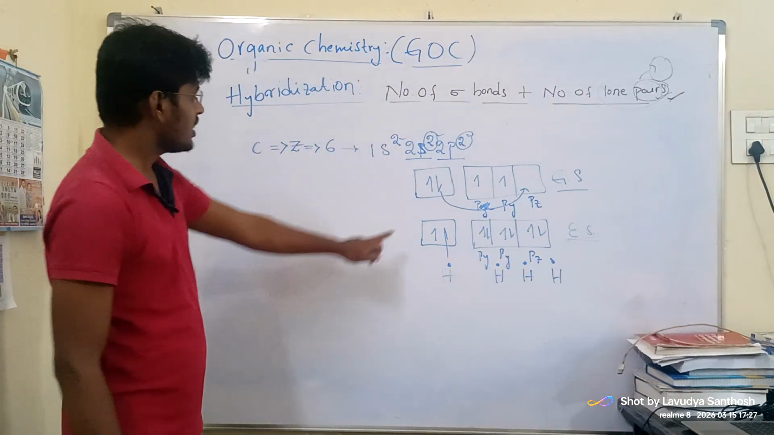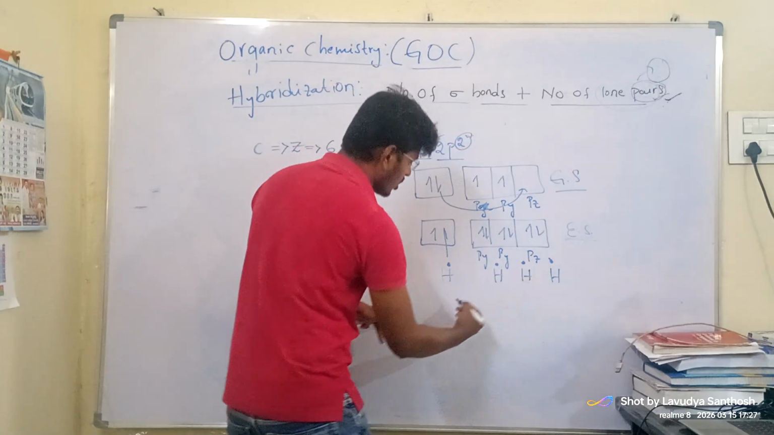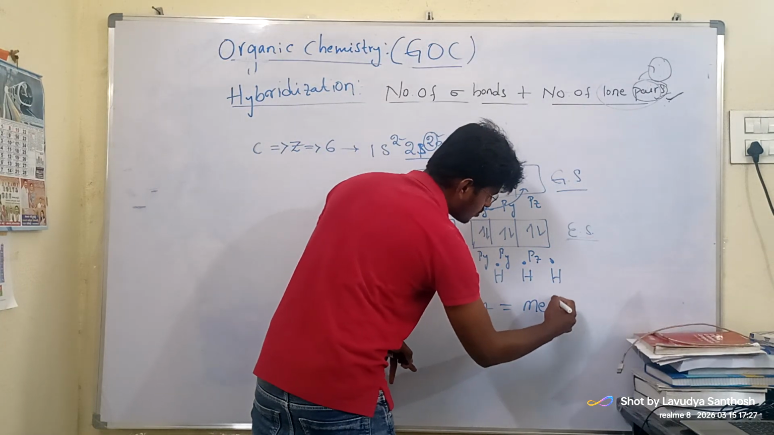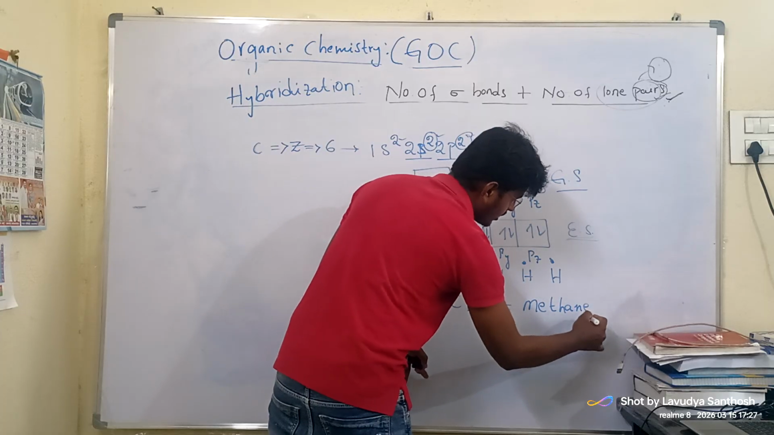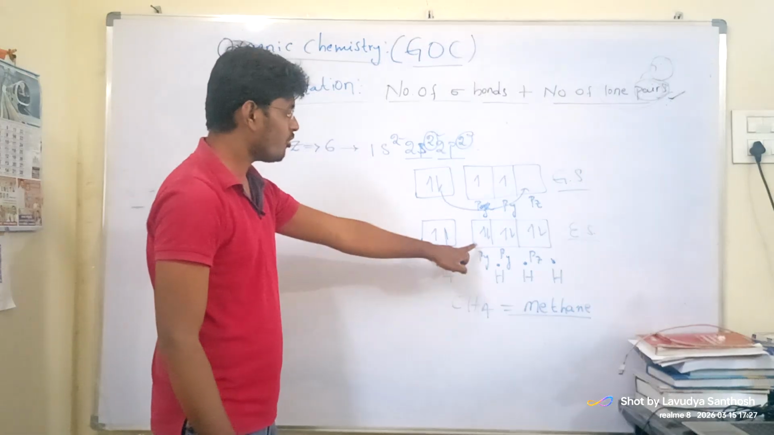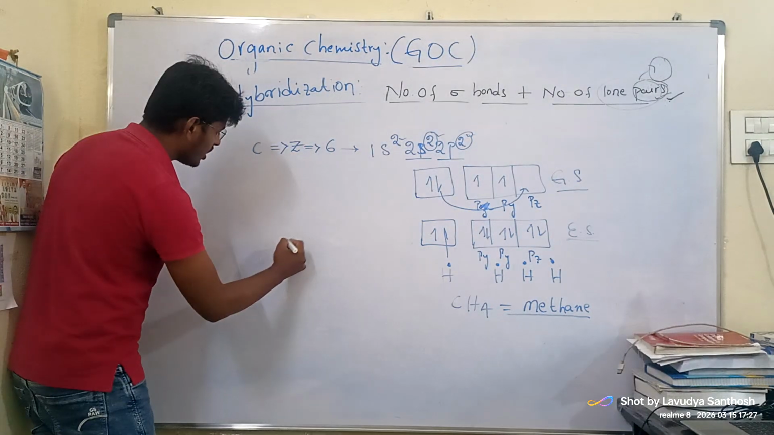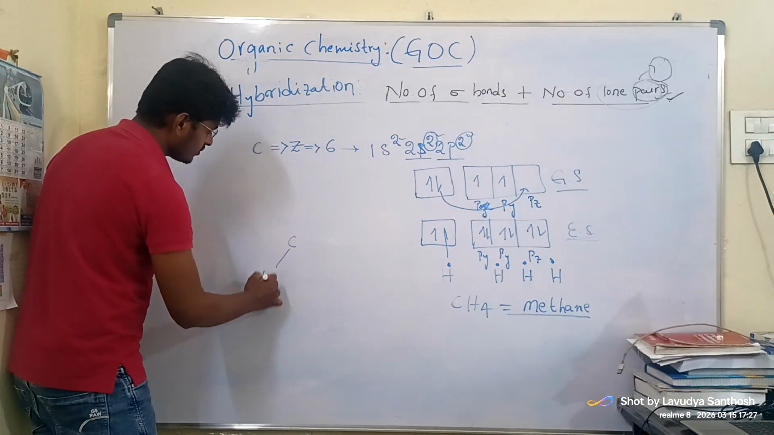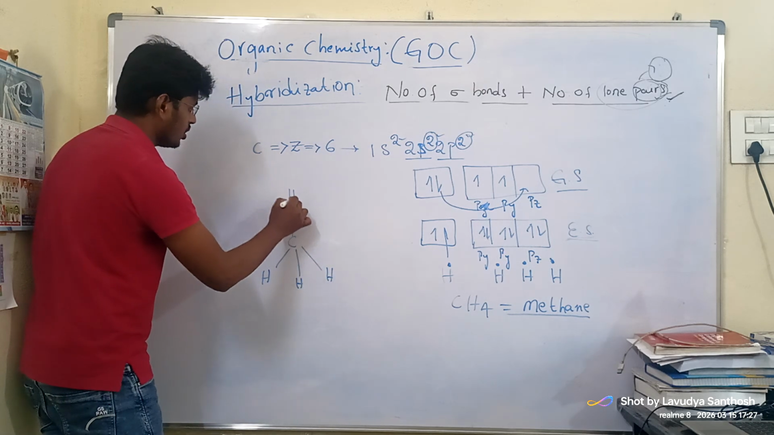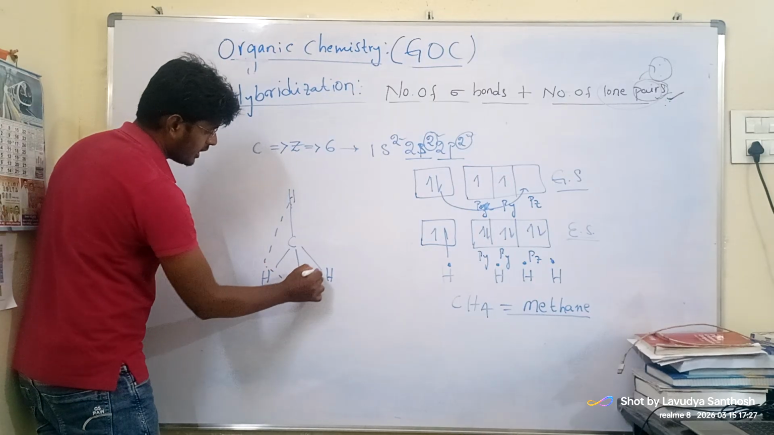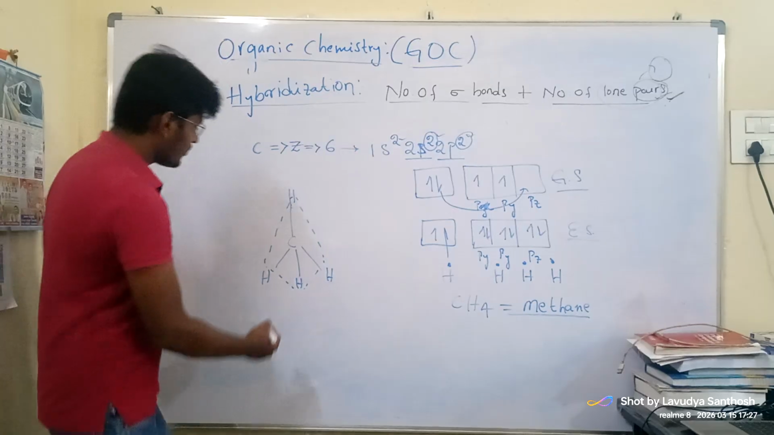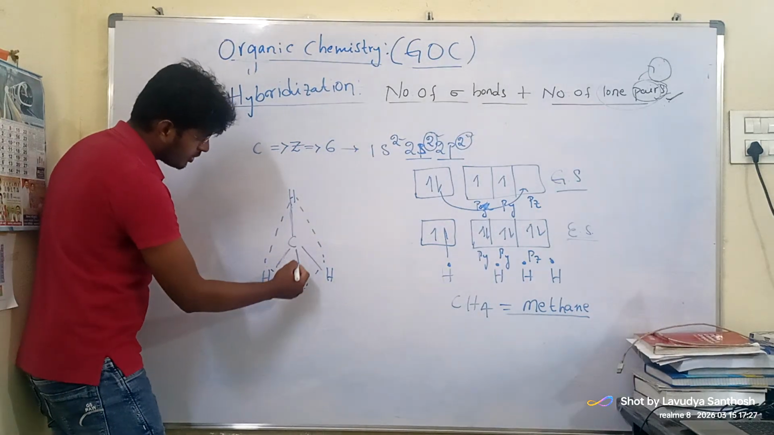Now it is the formation of C plus H4: one C and four H. This is methane. How many bonds did it form? Four bonds. Its structure is tetrahedral, with H, H, H, H, looking something like a pyramid in this way. Every bond is equal.